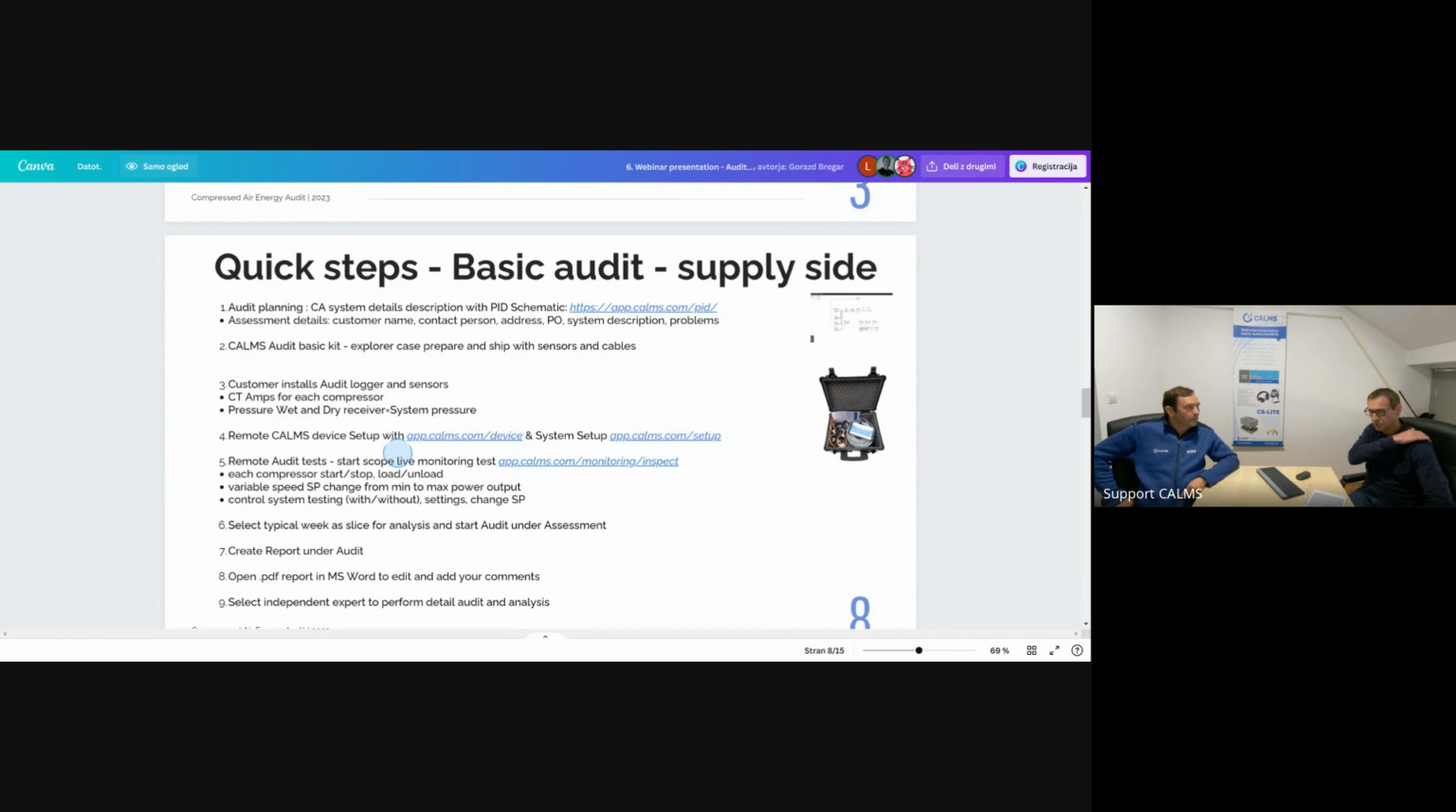Okay, but we will not measure the pressure on each compressor, so how will you then find out? That's an interesting question. No, I will show you.